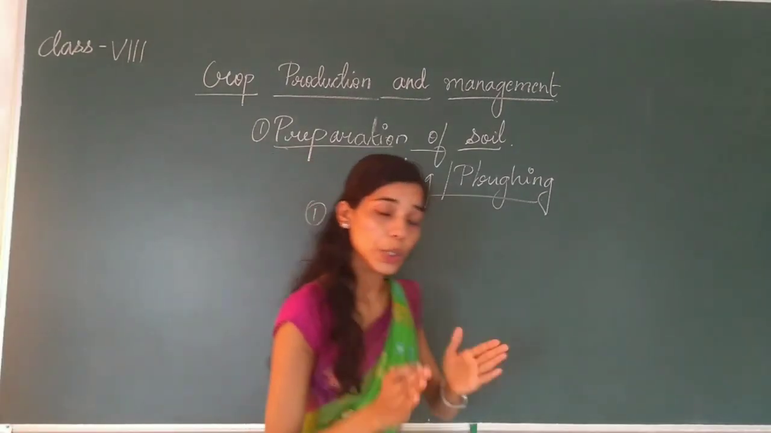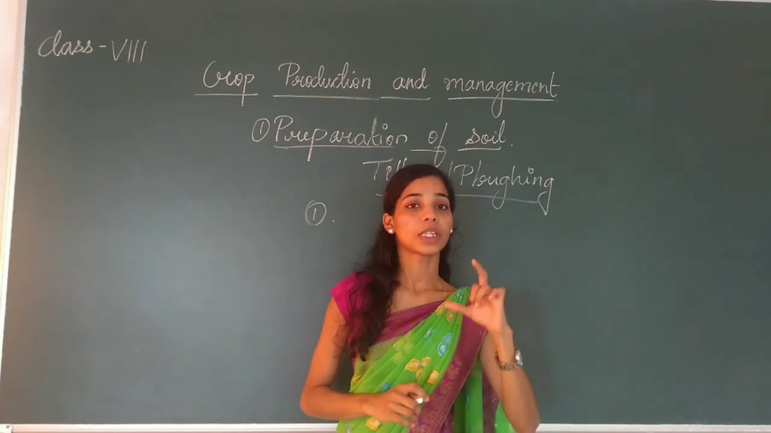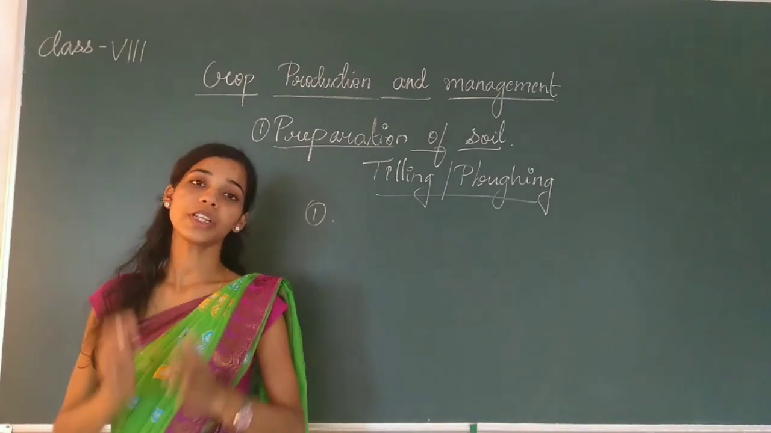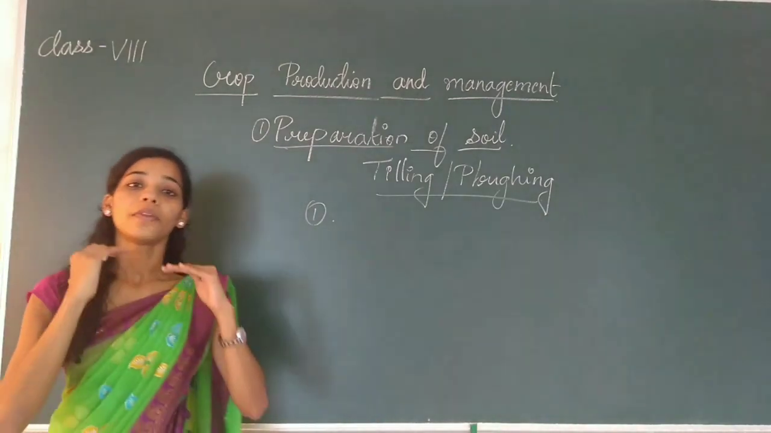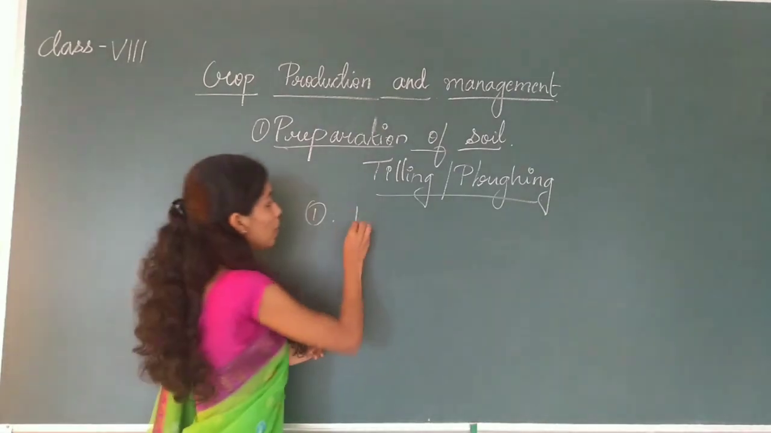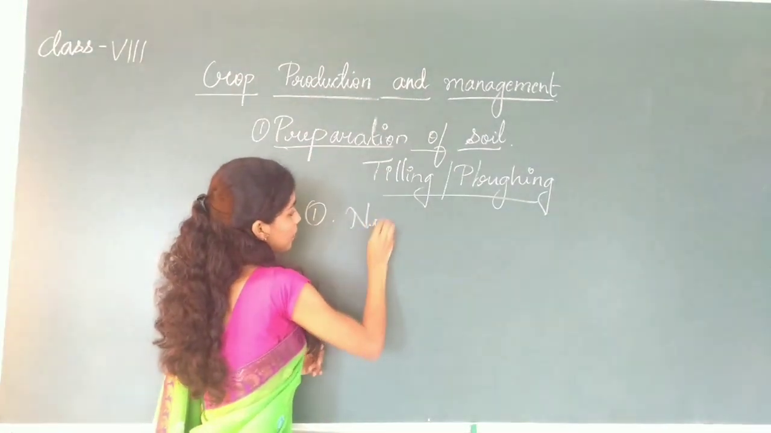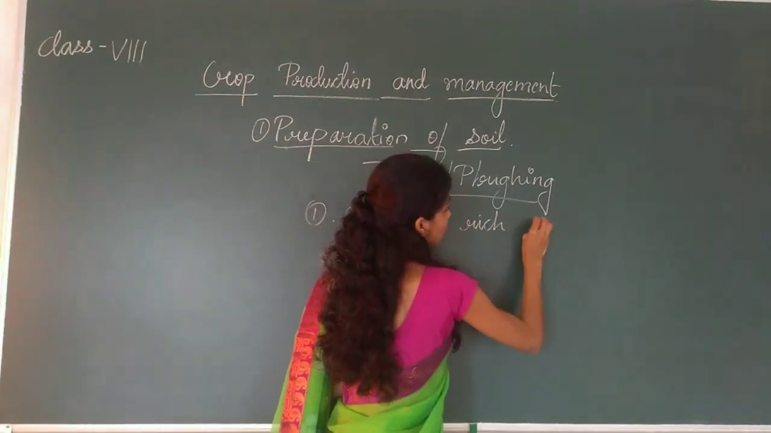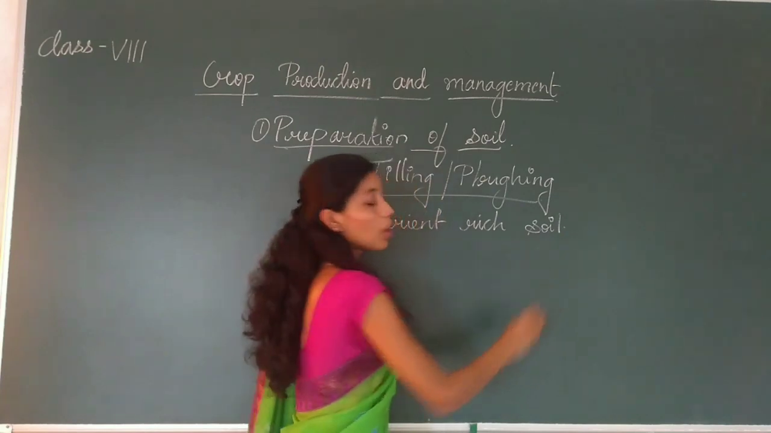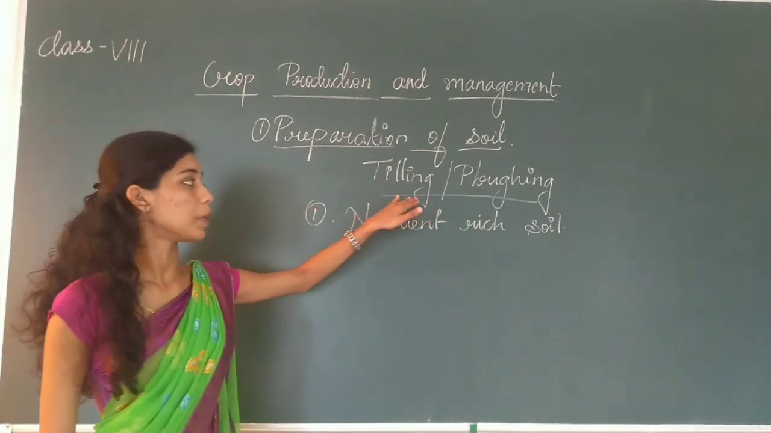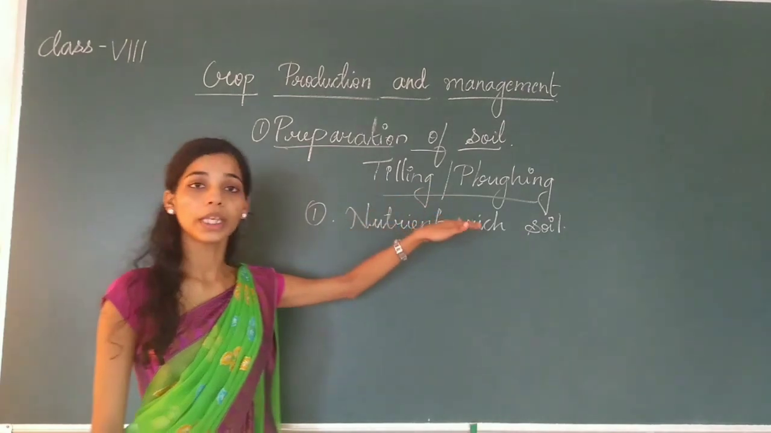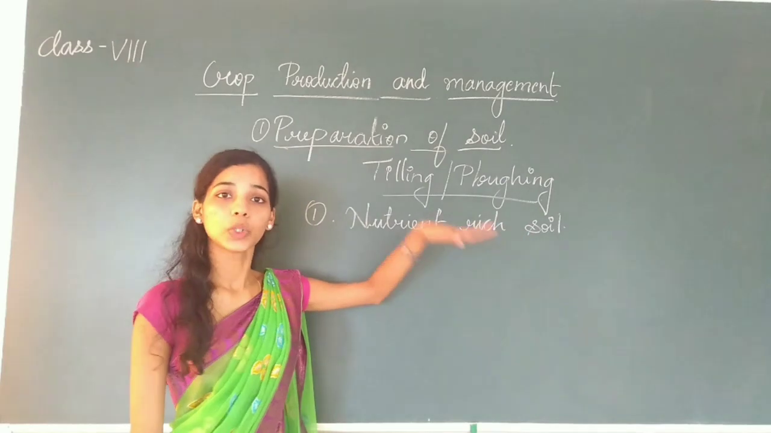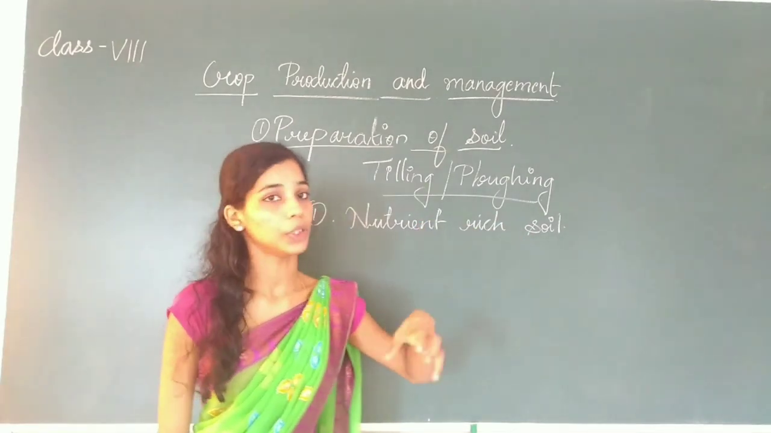And we also know that only the topmost layer of the soil helps in the growth of a plant. By the tilling process, the nutrient rich soil which is present below is brought to the top. First important reason why we do the tilling or ploughing is that the nutrient rich soil which is present below is brought on the top, so that the plants can easily absorb the nutrients from the soil.